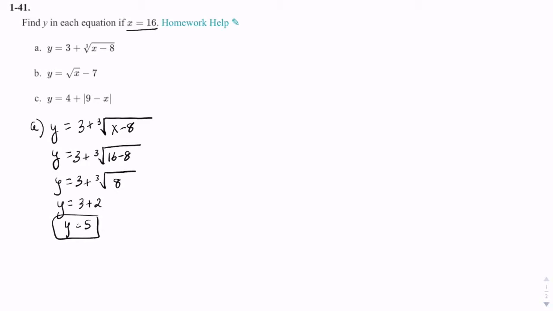For B, let's substitute in. The equation is y equals the square root of x minus 7. Again, x is 16, so the square root of 16 minus 7. Let's write neater. The square root of 16 is 4, because 4 times 4 is 16, minus 7. 4 minus 7 is negative 3, so y equals negative 3.